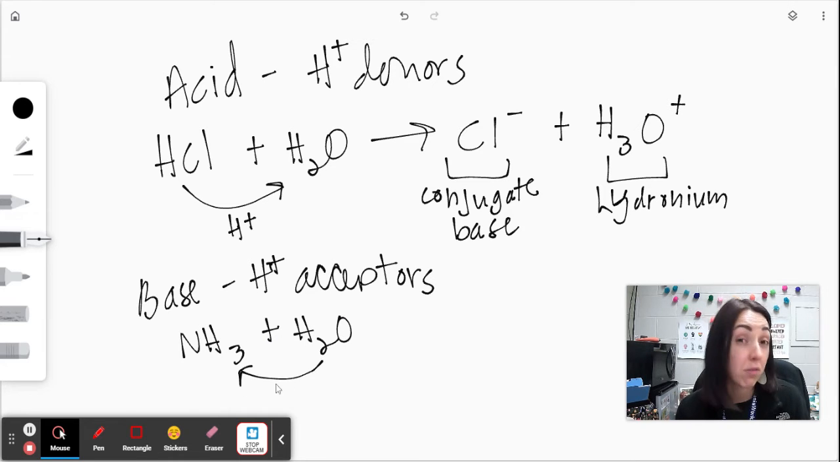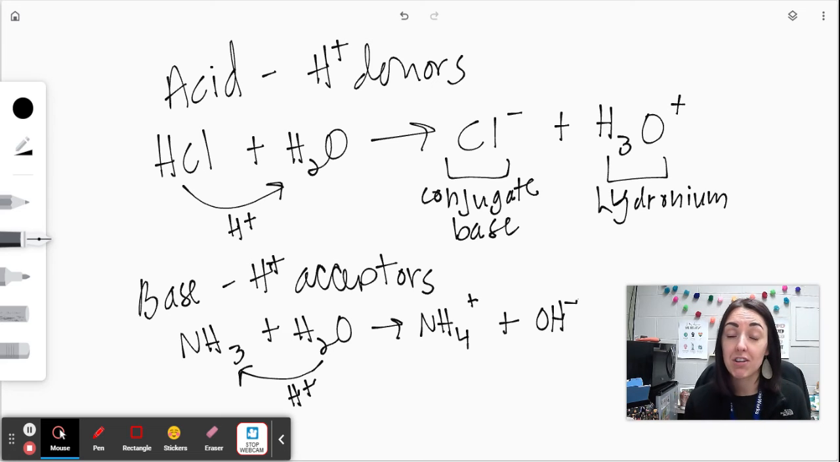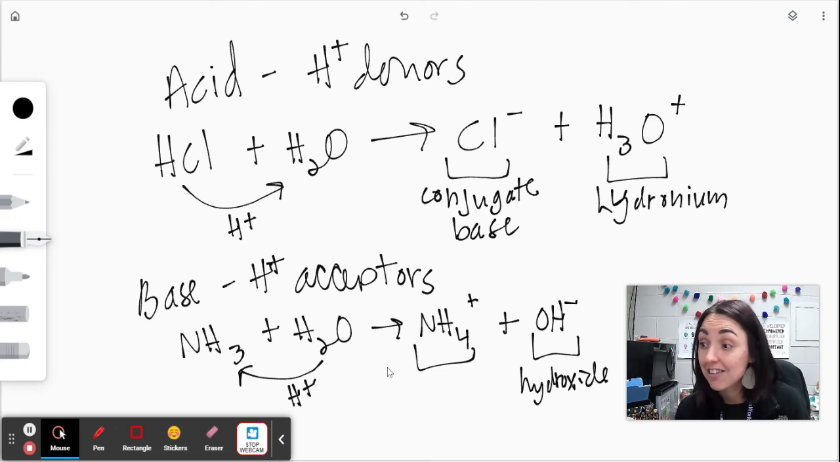Now that proton transfer is going in the other direction. The base is going to accept the proton. So the water is going to give it. So the water is actually acting like an acid here, and the base is going to accept that proton. So it's going to become NH4 plus because it gained an H and also gained a positive charge. And that means the water loses an H and a plus, becomes OH minus or hydroxide. We've seen that ion before. Hydroxide. And you guessed it, this ammonium would then be called the conjugate acid.